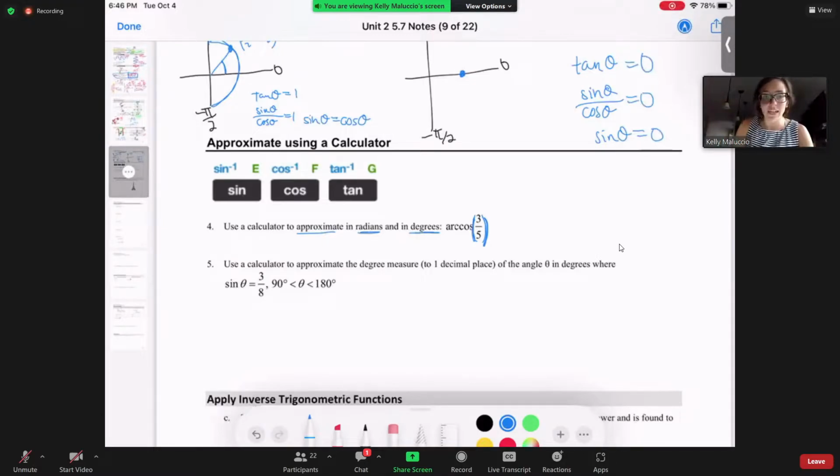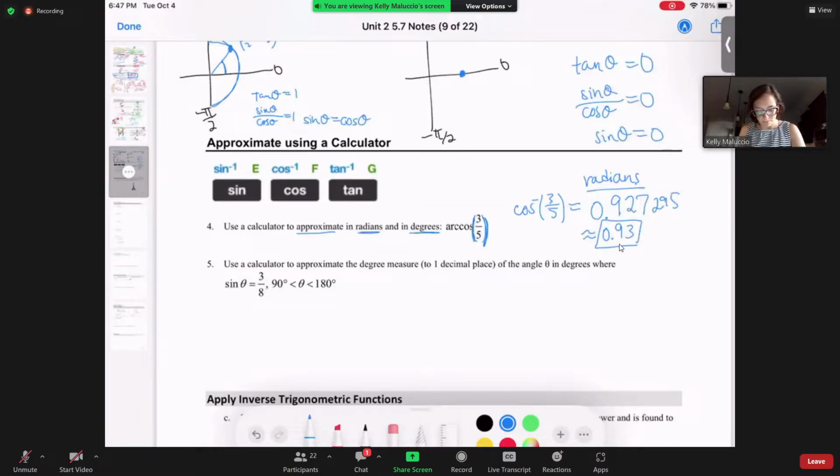If I want this in radians, and this is just a mode on your calculator. If you really can't figure it out, maybe at the end of class we can go through it. It doesn't say to round, so I'm going to write a bunch of digits and then simplify. Two decimals is probably plenty.